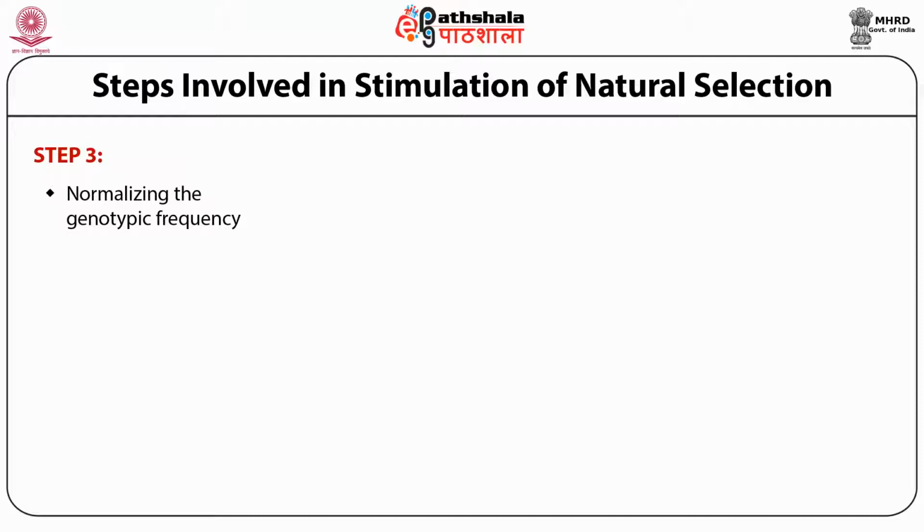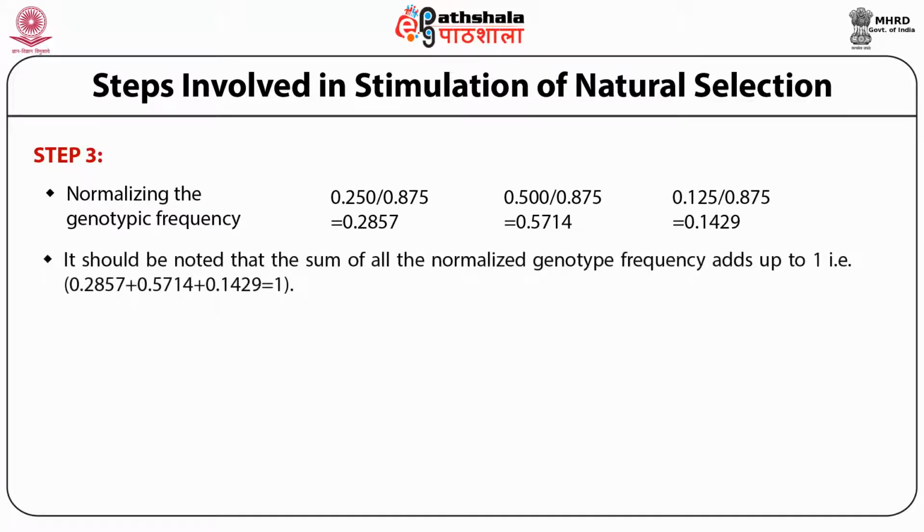For that, we divide 0.250 by 0.875, 0.500 by 0.875, and similarly 0.125 by 0.875, and it will result in genotypic frequencies equal to 0.2857, 0.5714, and 0.1429. It should be noted that the sum of all the normalized genotype frequencies adds up to 1.